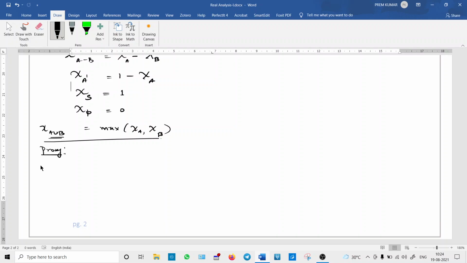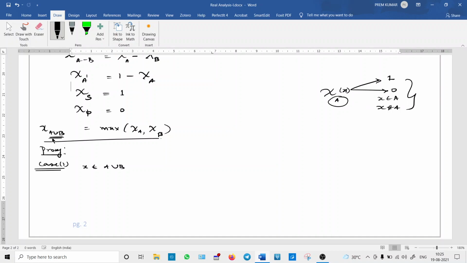The first case: suppose x belongs to A union B. The characteristic function of any set, suppose A, we are going to divide into two parts. What happens if x belongs to A, and what happens if x does not belong to A? If x belongs to A, it will be mapped to 1. If x does not belong to A, it will be mapped to 0. Like this, only two cases we are going to discuss.